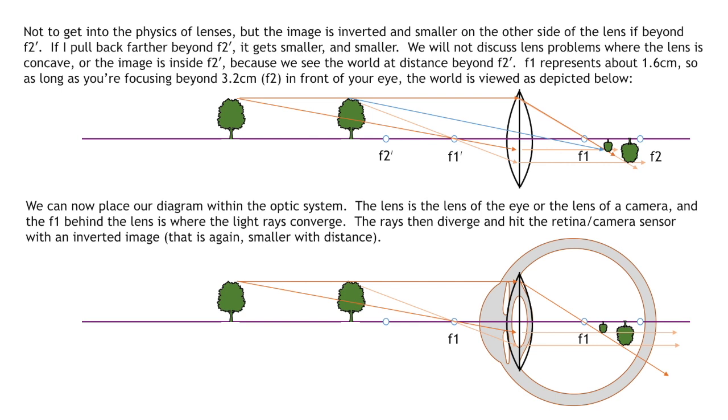So again, we can now place this diagram within our optic system, and you can kind of see how this works. The lens is the lens of our eye, or the lens of a camera, and the f1 behind the lens near the retina is where the light rays converge, and they converge somewhere between f1 and f2 if the object is beyond f2 prime on the other side of the lens. So the rays then, again, they diverge and they hit the retina or camera sensor with an inverted image that is again smaller with distance.